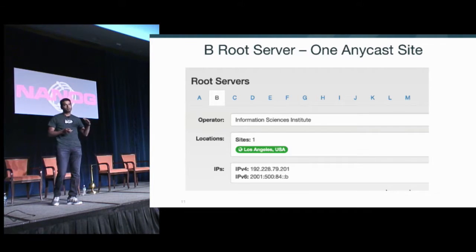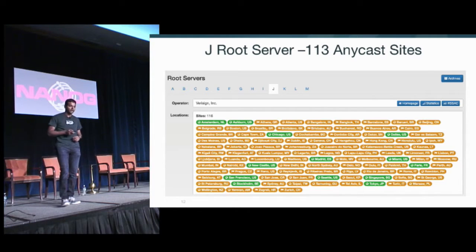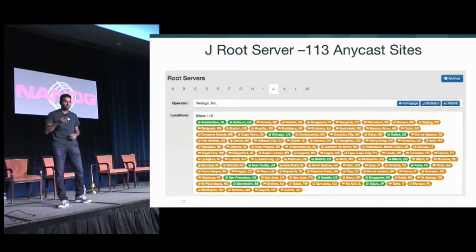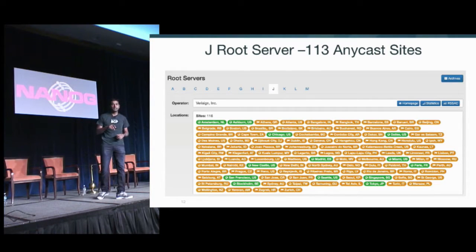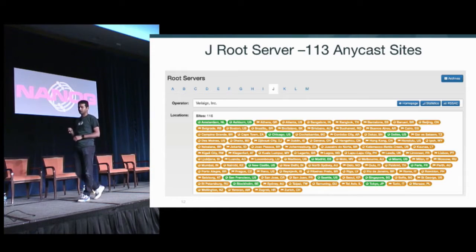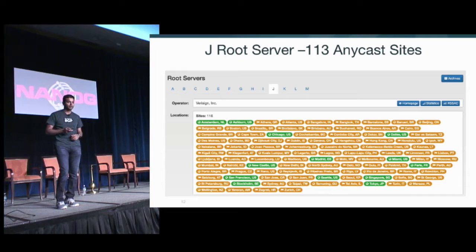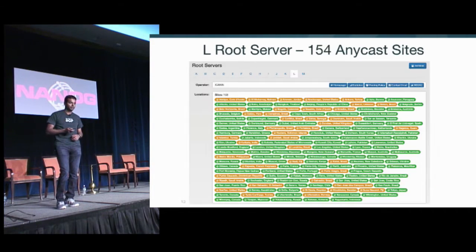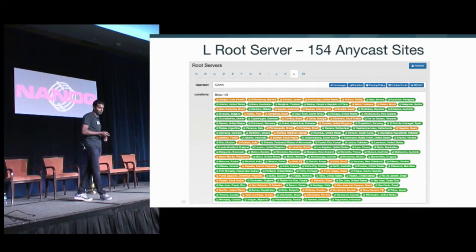Now we focus on the bottom end of the spectrum, the ones that were least impacted, and the J root server had at that time 113 anycast sites. Now this picture was taken recently, and as of now they have 116 sites. So they have added 3 more sites since the DDoS attack, but the reason the title is 113 is that at that point it had 113 anycast sites, fairly well spread out internationally as well. And the L root server has 154 anycast sites.